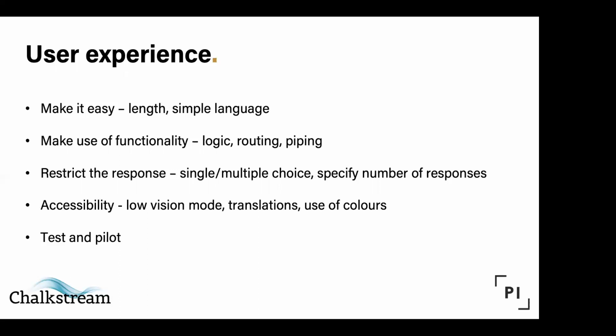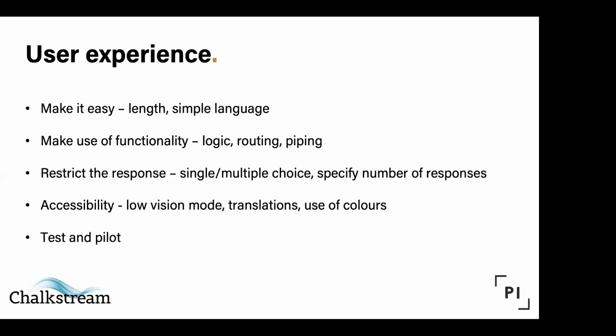So thinking about how you can use options like logic and routing. For example, if you've got a section on feedback on the website, you might want to consider having a question up front around, do they use the website? Yes, no, because some of those questions might not be relevant to them.